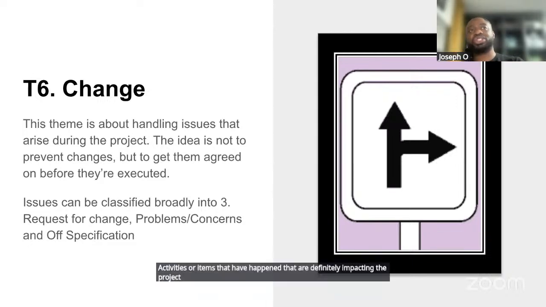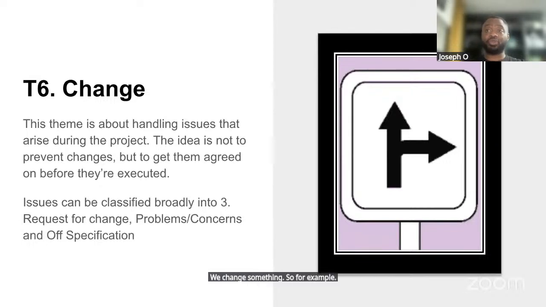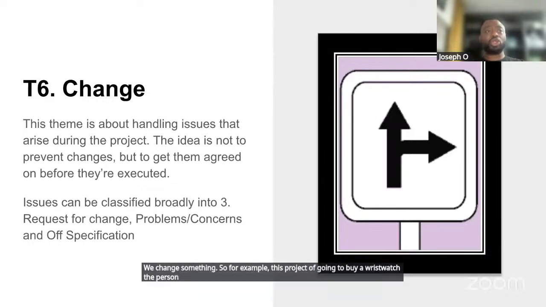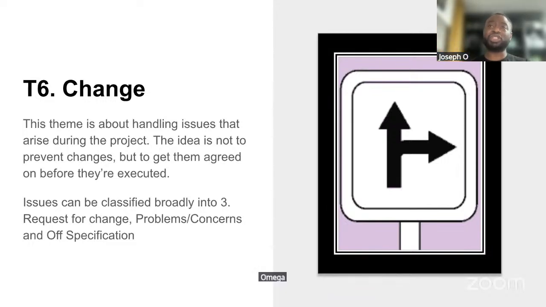And so what Prince 2 suggests is that we have to have a framework with which we manage changes. And there are three main issues: a request for change, where the supplier or the customer within the customer-supplier relationship is requesting that we change something. So, for example, in this project of going to buy a wristwatch, the person I sent came back to request a change. A problem or a concern is also an issue. For example, if they brought back the Omega wristwatch, which had a metallic chain, but I cannot wear it, that becomes a problem. It's an issue.